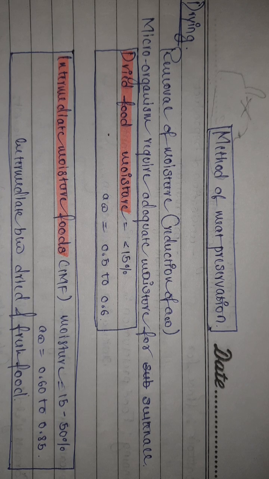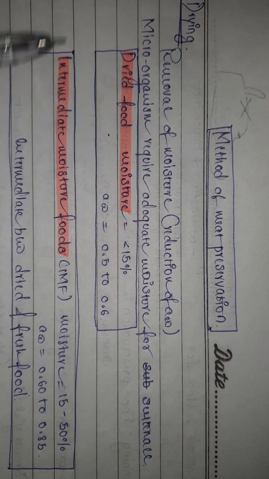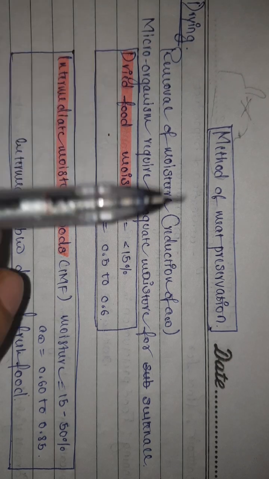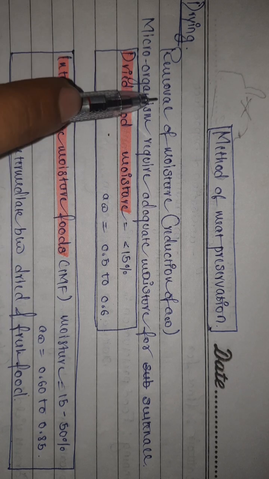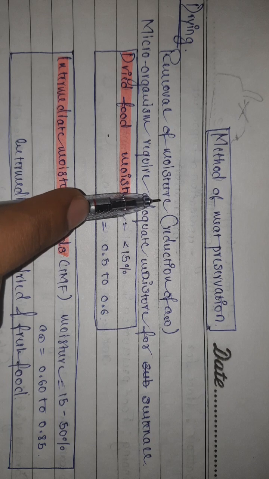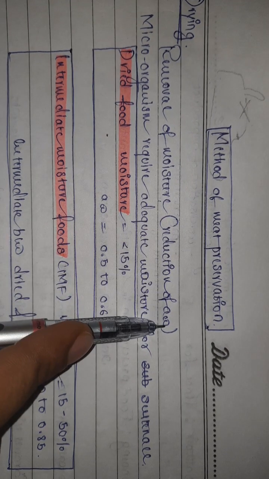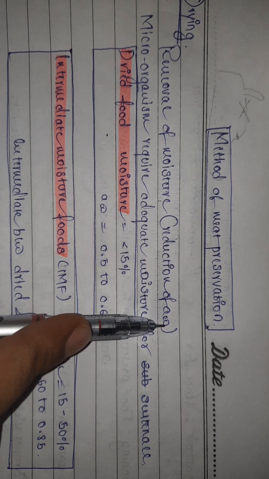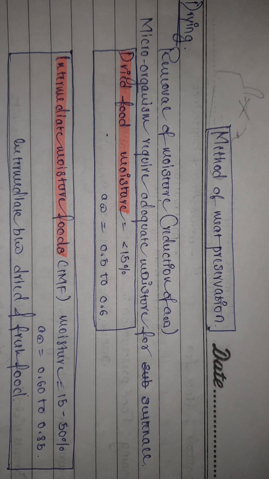According to it, the first method of meat preservation is drying. So what do you actually mean by drying? Drying is nothing but removal of the moisture. What happens actually when you remove the moisture? It will reduce the water activity. Aw is the symbol that depicts the water activity.